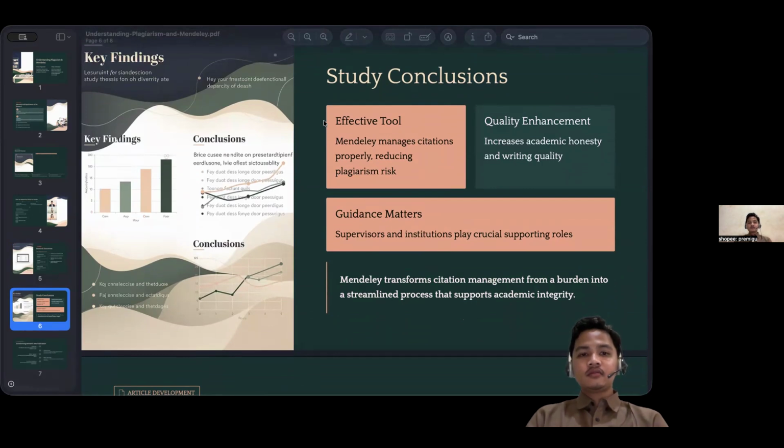Based on the findings, the study concludes that Mendeley is a useful reference management tool that helps avoid plagiarism through proper citation management. Using Mendeley can increase academic honesty and improve the overall quality of students' writing. However, the study also emphasizes that supervisors and universities have an important role in guiding students to use reference management tools correctly.